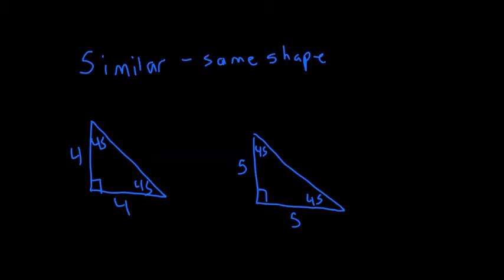I'll do the same triangle, so those sides that I have there are 4 and 4, because it's isosceles, equals 5 over 5. And just to test that they're similar, you cross multiply. So 4 times 5 is 20, 4 times 5 is 20. So those figures are similar because the sides are proportional.